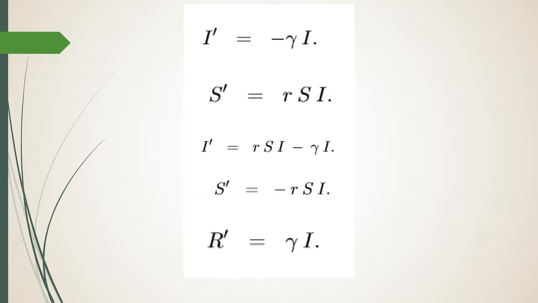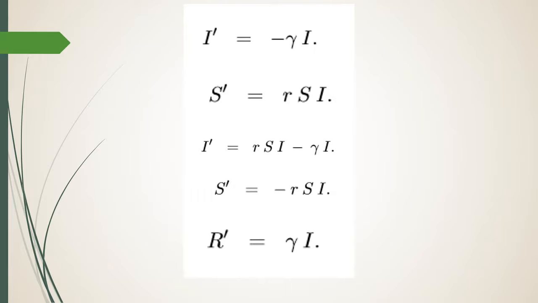Susceptible individuals are those capable of catching the infection. So, we assume the rate of change of susceptibles is proportional to this interaction, with a positive proportionality constant. Mathematically, we assume that S prime equals r S I.